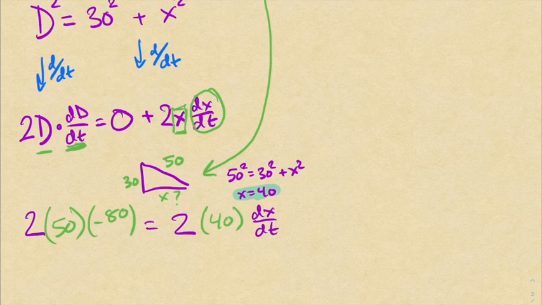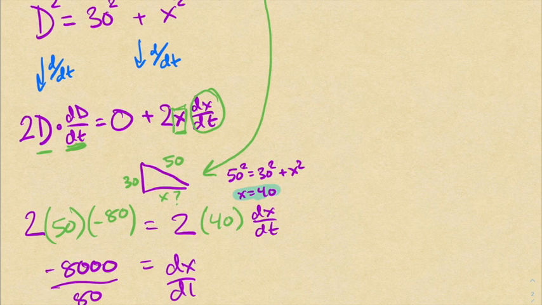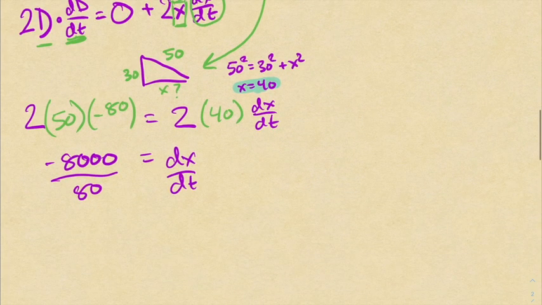So let's see what we've got. On the left-hand side, 2 times 50 is 100, times minus 80 is minus 8,000. 2 times 40 is 80. We can divide both sides by that and see that dx/dt is minus 100.